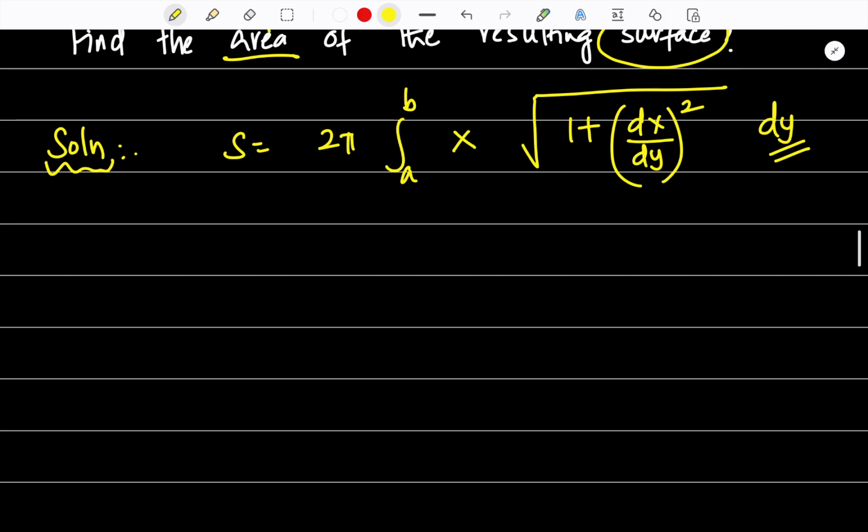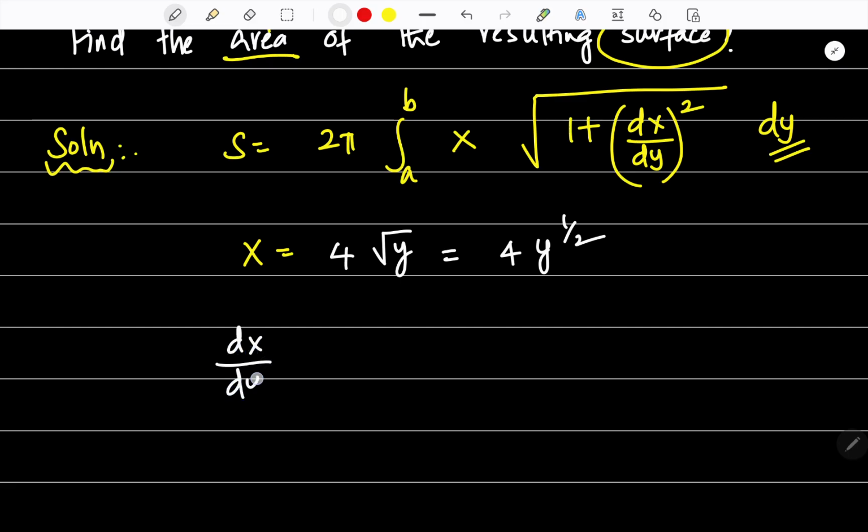So let us do the derivative now. x equals 4 times root y. So it means 4y to the power of half. So now we are going to do dx divided by dy. Same as x, you do the derivative for y. That's it. Okay. 4 times half y to the power of half minus 1, right?